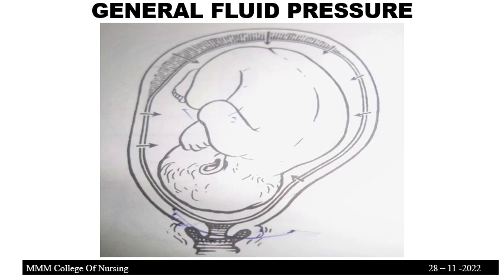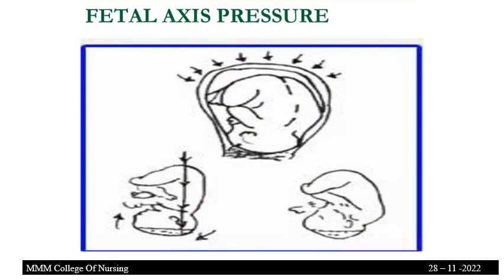Because of the contraction, all the fluids tend to go down. Because of the contraction and the gravity, all the fluids, the forewaters as well as the hindwaters, will tend to go out of the cervix. That is called the general fluid pressure. Next is the fetal axis pressure.